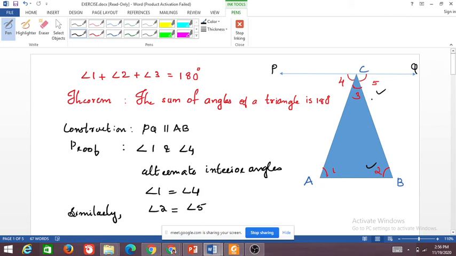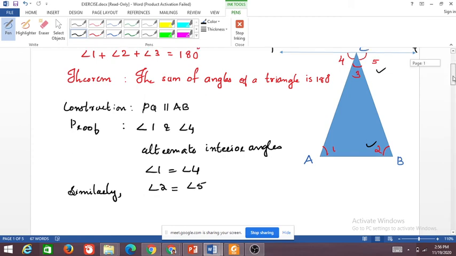See, be careful when you are using interior angles on the same side or alternate interior angles. On the same side means, if this is the angle we are considering, then the other angle should be somewhere here. Then only it will be on one side. Alternate means they should be on different sides. Okay, be careful with that. So you got angle 2 is equal to angle 5.